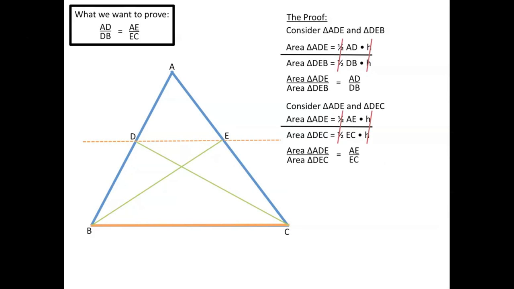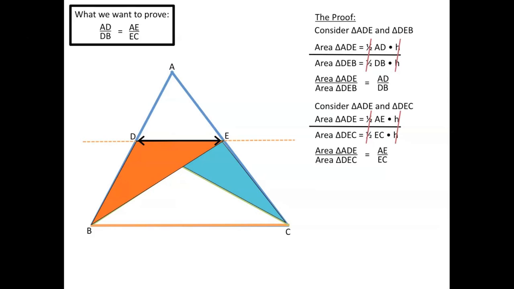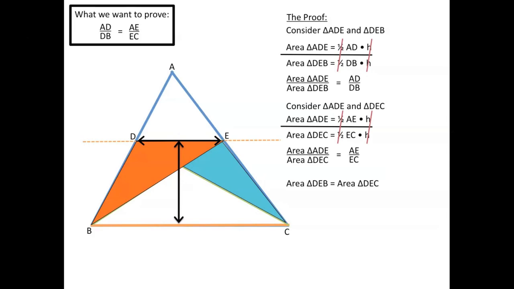Now, putting all that aside, let's look at triangle DEC and triangle DEB. These two triangles share the same base, which is line DE. Plus, they have the same height. As you remember earlier, we said that DE is parallel to BC, so we know that these two triangles must share the same height for that reason. With that in mind, we know now that the area of triangle DEB has to be equal to the area of triangle DEC, since they have the same height and base.